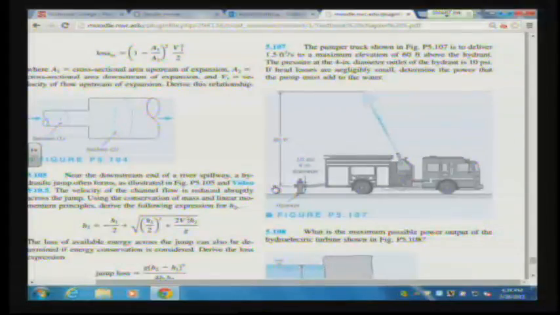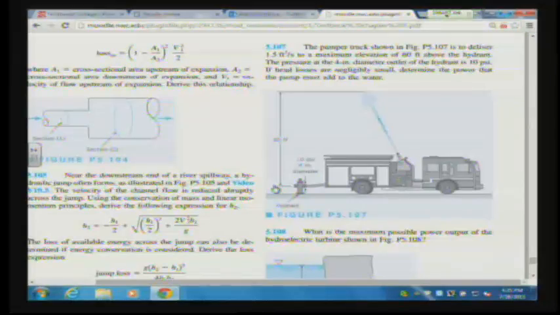But we'll just talk about energy, and we'll talk about this ginned up Bernoulli, or not derivation really, but a derivation from the Reynolds transport theorem, equation 584. All right, so what do we have? We have a pumper truck, and it's to deliver 1.5 cubic feet per second. That would be a volumetric flow rate. Q is equal to 1.5 cubic feet per second to a maximum elevation, Z, of 60 feet above the hydrant.